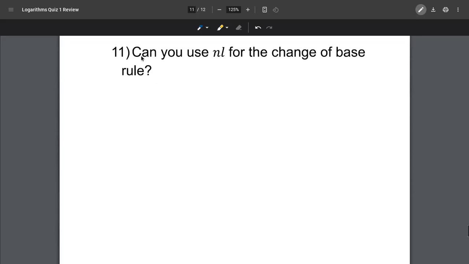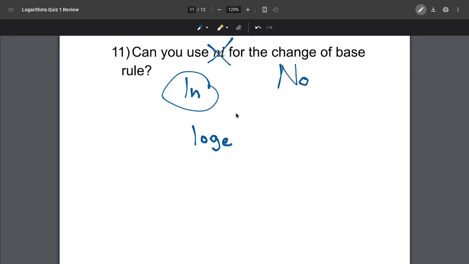All right, next question. Can you use NL for the change of base rule? So you might be thinking natural logarithm is abbreviated NL. It's actually abbreviated LN on the calculator. And that basically means you have a log with a base of e, which is a special number in math. You can use this, but not this. So the answer is actually no, but you can use ln, which is log base e.